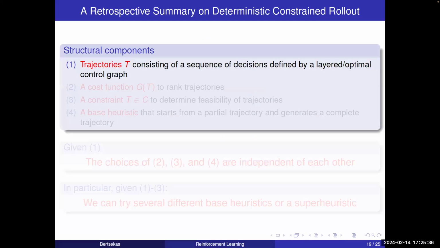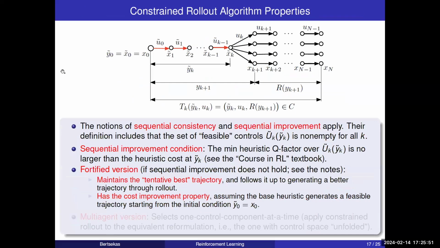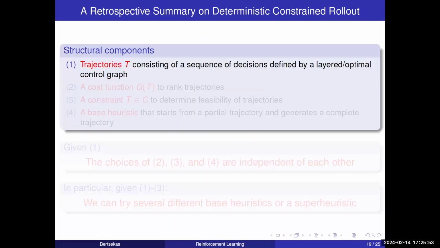So here's a summary on deterministic constrained rollout. And these are the structural components. We have trajectories T consisting of a sequence of decisions defined by a layered optimal control graph. This is the graph that I showed you here. We also have a cost function G that can be applied to T in an arbitrary way to rank the trajectories. We also have a set of constraints C that determines which trajectories are feasible. This is a set of constrained trajectories.